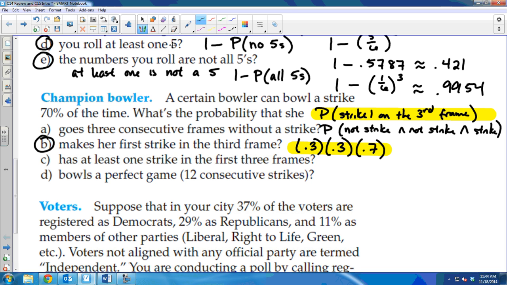On part C, well, I guess I could give you the answer. Half of you guys already figured it out. What's the probability that you have at least one strike in the first 3 frames? 1 minus the probability of no strikes. And we're only talking about the first 3 frames, right? So number-wise, what would this look like? 0.3 to the third. Excellent.